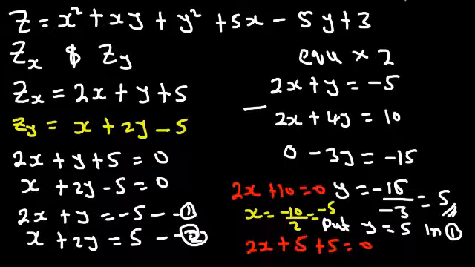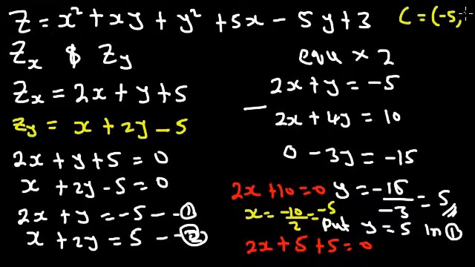So thus, our critical point, let me just call it C, is expressed in coordinate form. In coordinate form, the x value has to come first. So we have our x, which is minus 5, followed by our y, which is 5. You can close the bracket. Perfect.